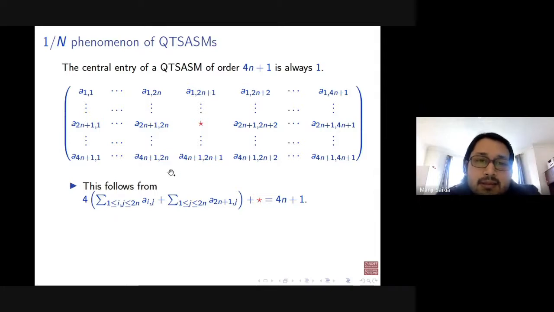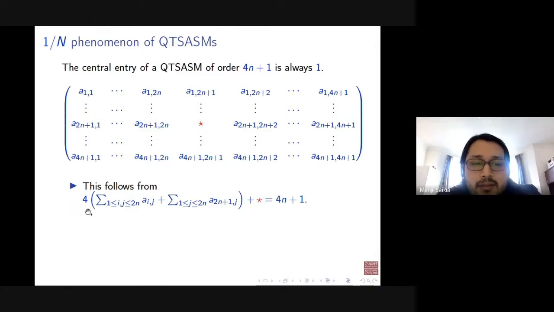So that means the sum of all the entries in this quaternion symmetric matrix would be 4 times the sum of entries of this particular block, plus the middle entry here. So this is written here: 4 times this particular block plus the middle entry. And since the sum of all entries in one row is 1, and there are 4n plus 1 rows, the sum of all the entries of this matrix would be 4n plus 1.